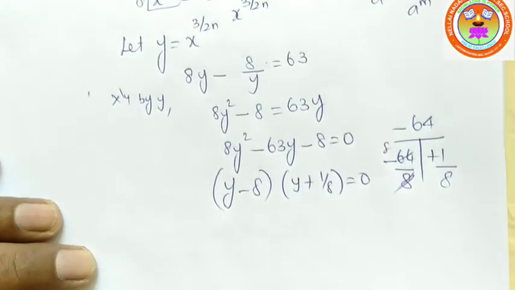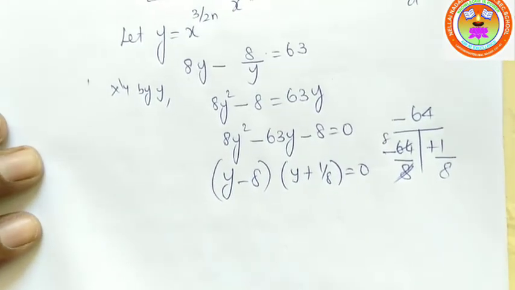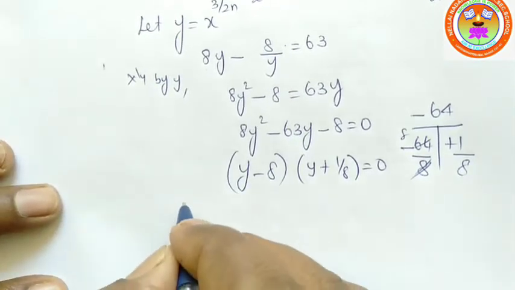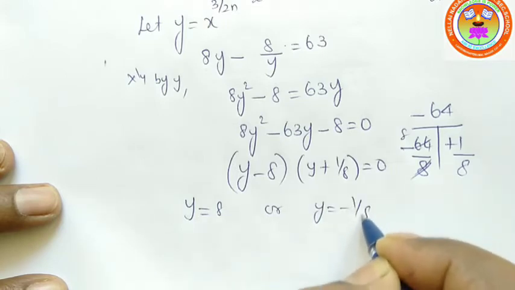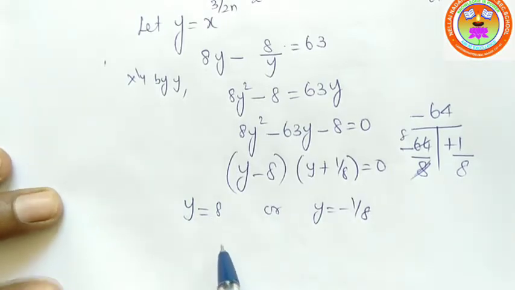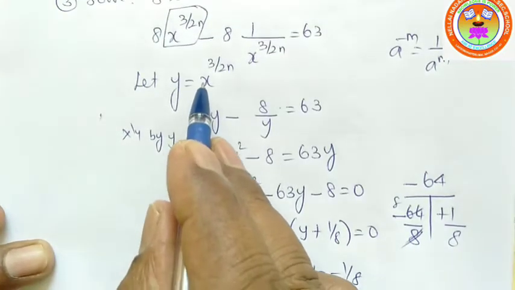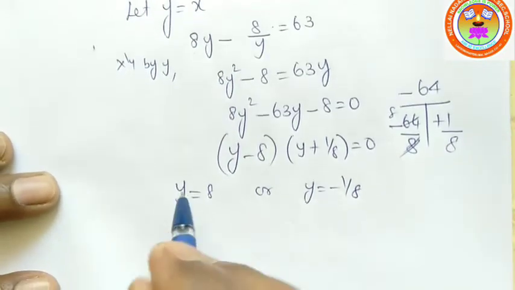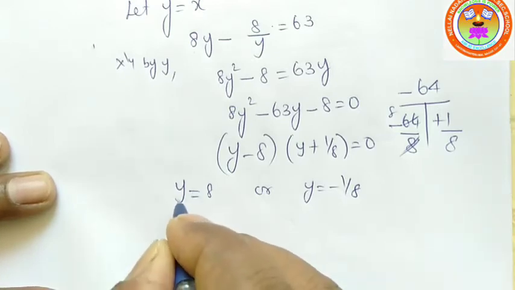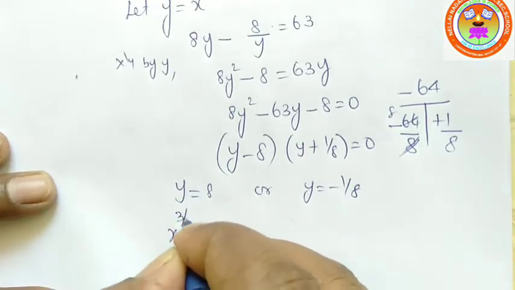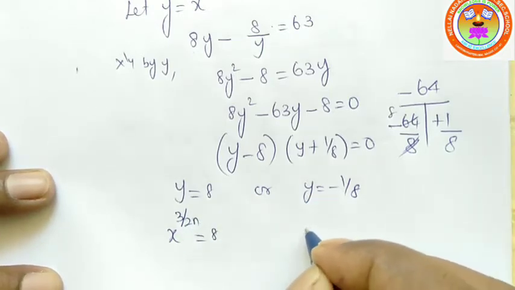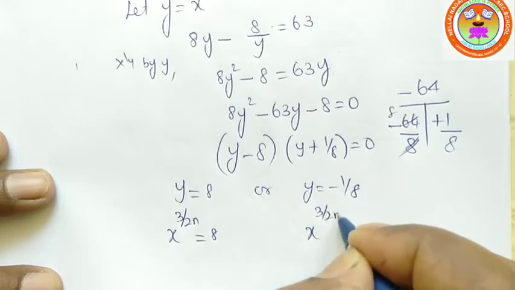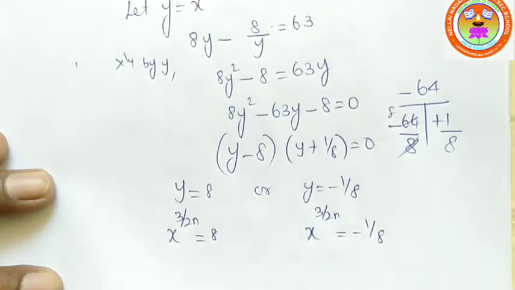So product of two terms equal to 0 means either the first term is 0 or the second term is 0. That means y is equal to 8 or y is equal to minus 1 by 8. What is our y? y means x raised to 3 by 2n, right? So x power 3 by 2n is equal to 8. Here also x power 3 by 2n equal to minus 1 by 8. This value is not possible.